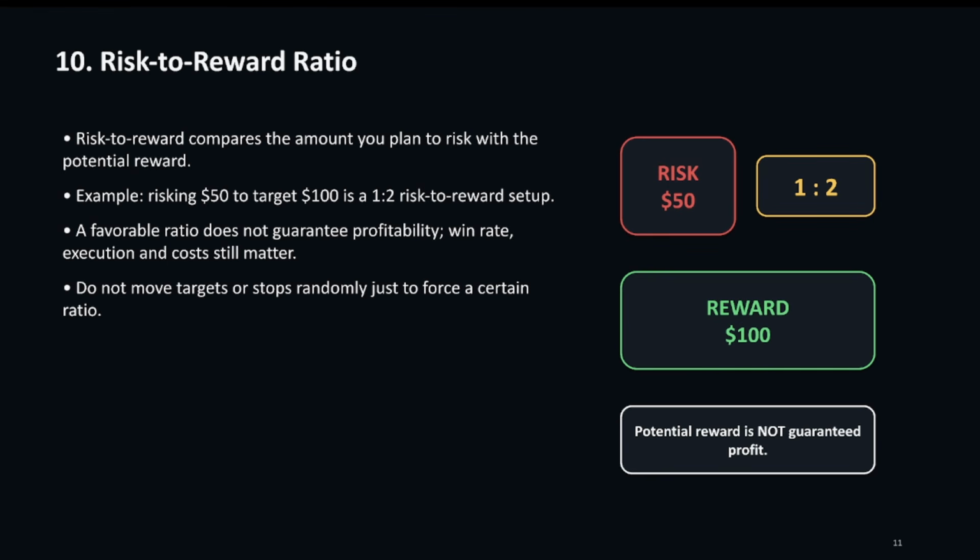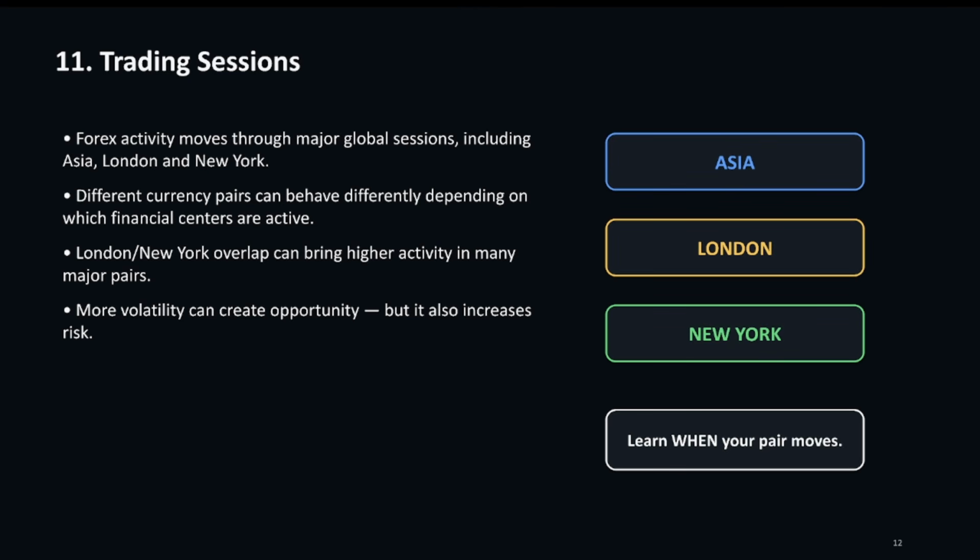Cool. Next thing, trading sessions. This is very important, and this ties back into why the foreign exchange market is open 5 days a week, 24 hours a day. So you're able to make money at all types of day, and here's exactly why. There are different trading sessions within the foreign exchange market. Forex activity moves through major global sessions, including the Asia session, London session, and New York session. There's also a Sydney session, but nobody really trades it.